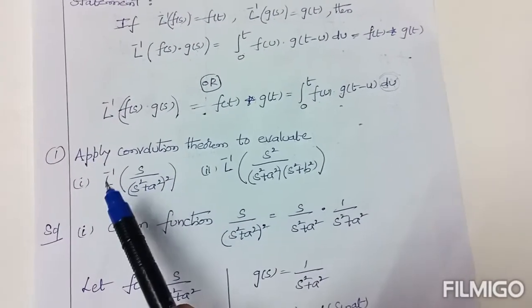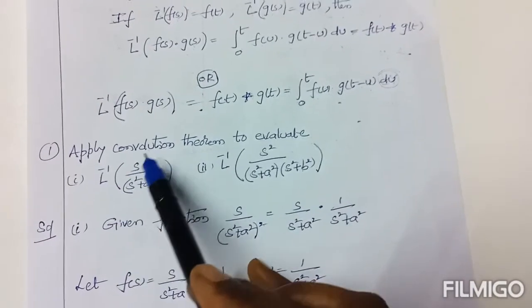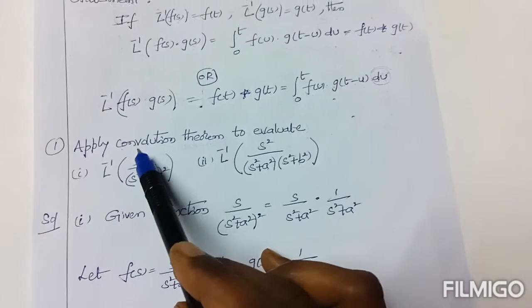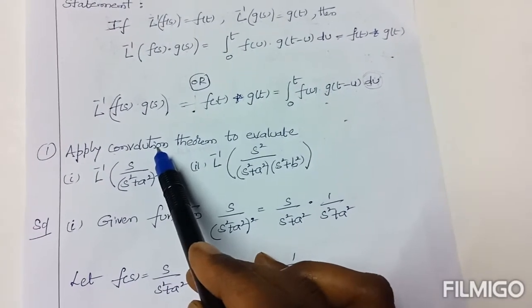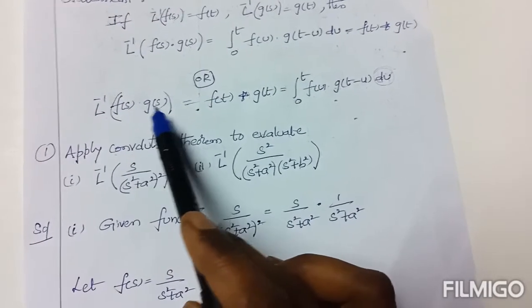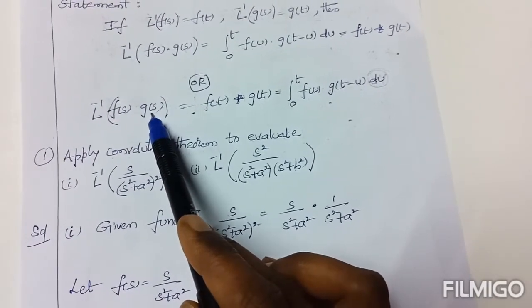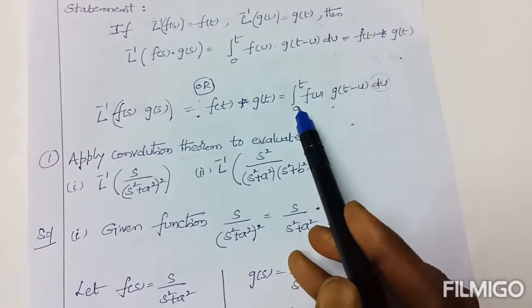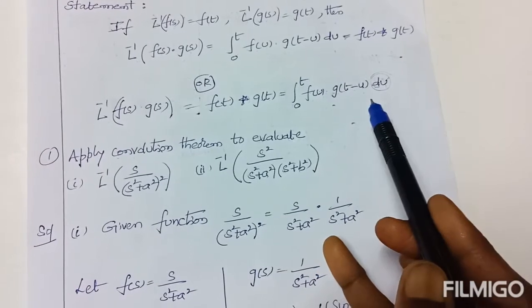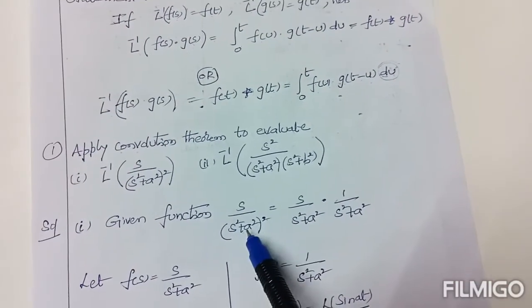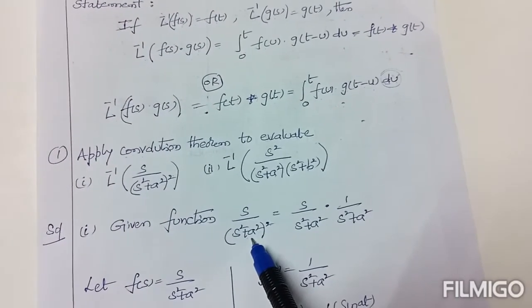To find the inverse Laplace transform as per the given question, we have to use the convolution theorem. To use the convolution theorem, what do we need first? F(s) and G(s), two functions, both defined in terms of s only. From these we can define f(t) and g(t). Then only you can apply the corresponding formula. So first, the given function can be written as a product of two functions in terms of s.